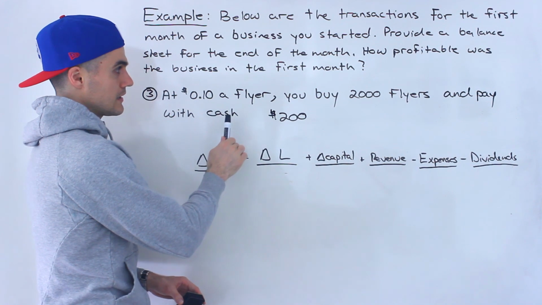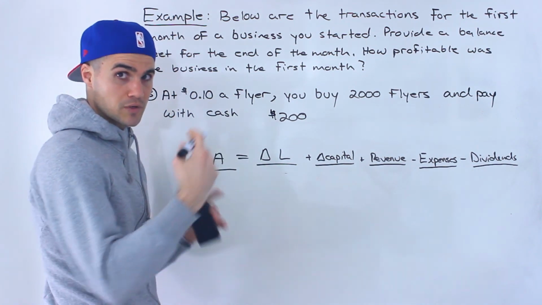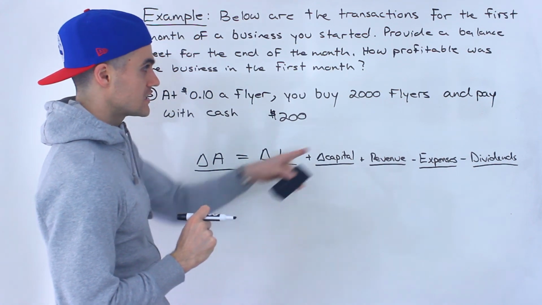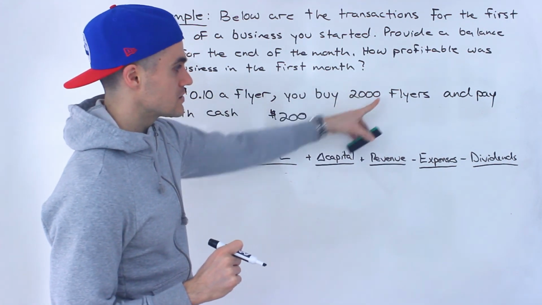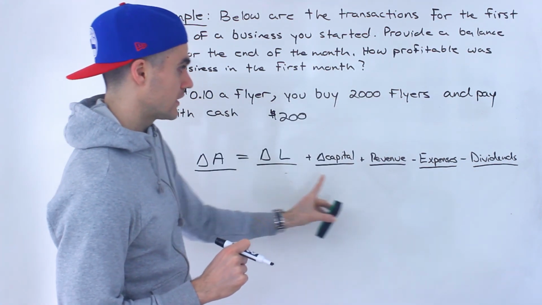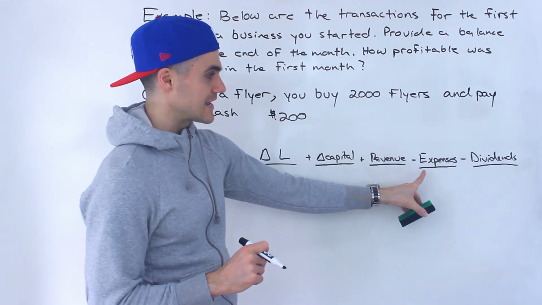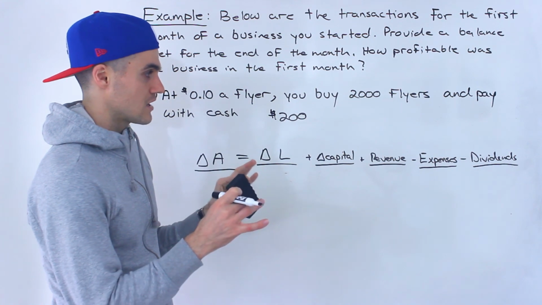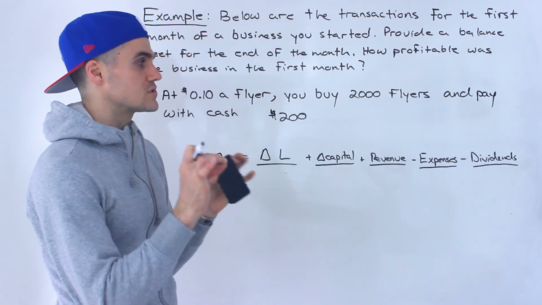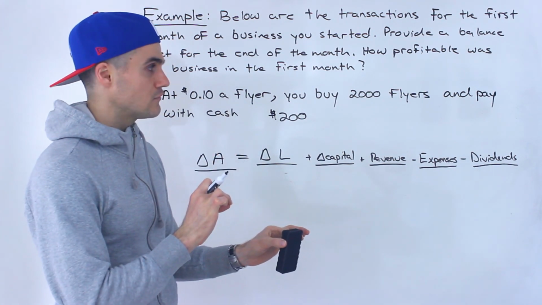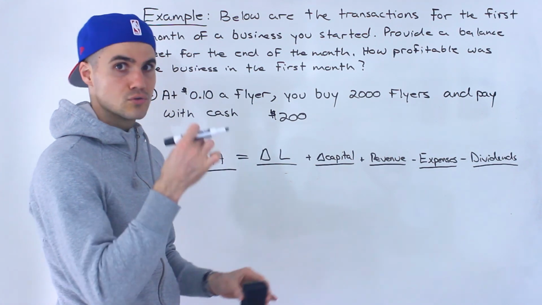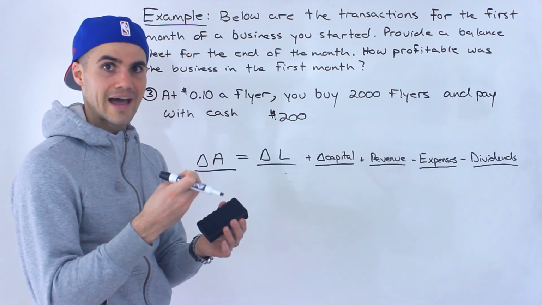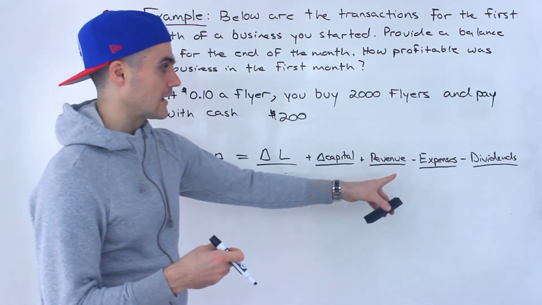And you're buying these flyers with cash. So we know the assets are going to go down by $200 for sure. The question is, are these flyers going to be calculated or inputted as an expense, or is it going to be an asset? So again, you ask yourself, are they being used now to generate revenue, or will they be used in the future? When will they be consumed? When they're being consumed, that's when you record it as an expense.